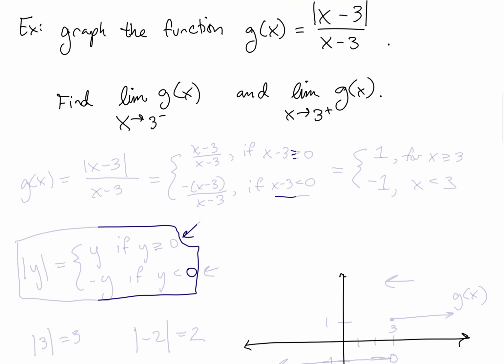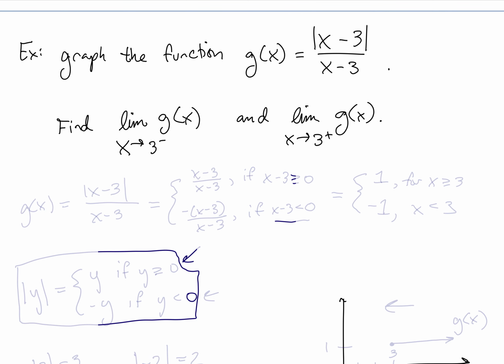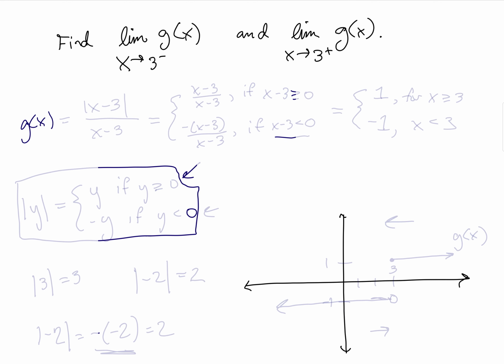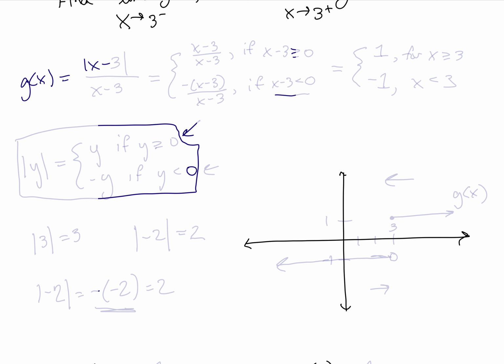Let's graph the function g of x equals the absolute value of x minus 3 divided by x minus 3. And then we'll find the left and right-hand limits as x approaches 3 of this function. So first, let's just think about what that function looks like.